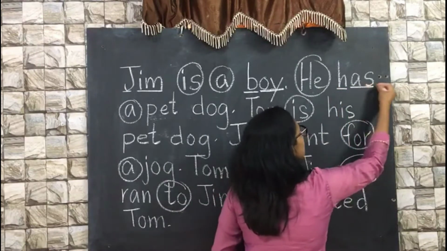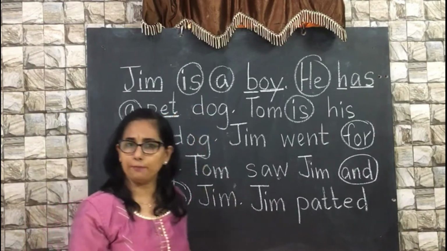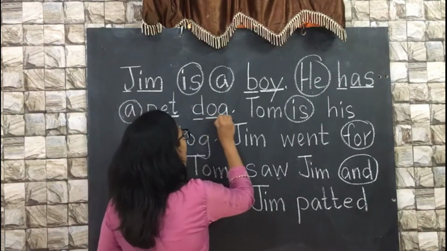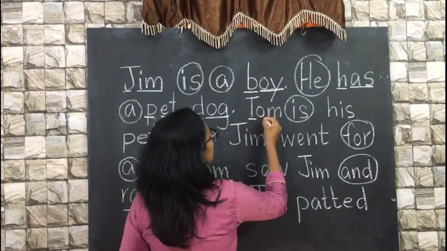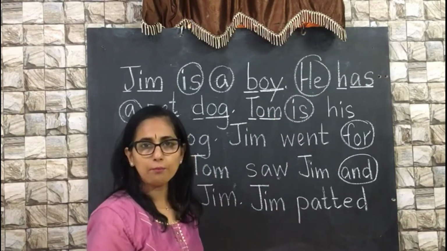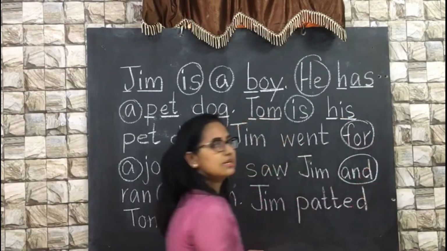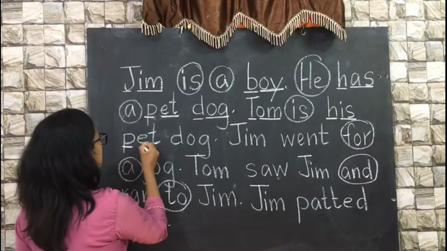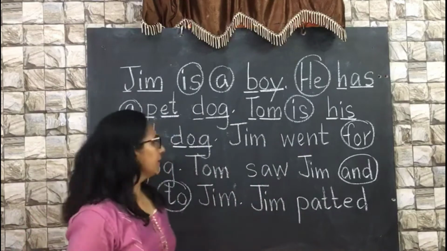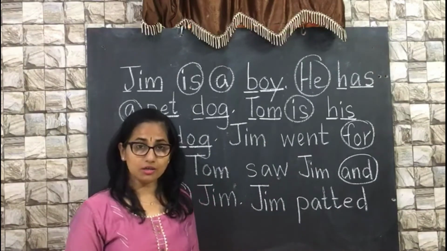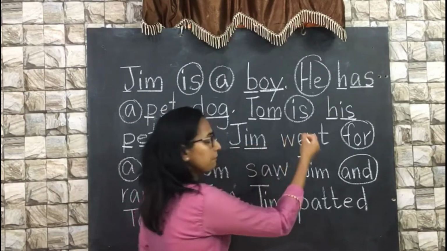The next sentence, he already, it's a sight word. H, as, has, a, p, et, pet, d, og, dog. Here we have the third sentence again. T and om together. Tom is a sight word. H, is, his. P, et, pet, d, og, dog. Here I have repeated many words for practice. And the fourth one is j, im, Jim.